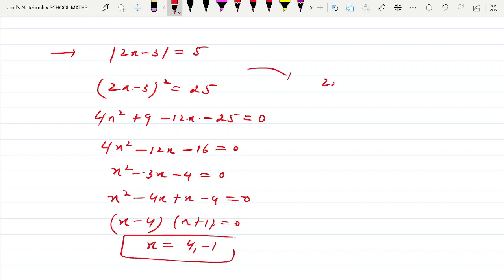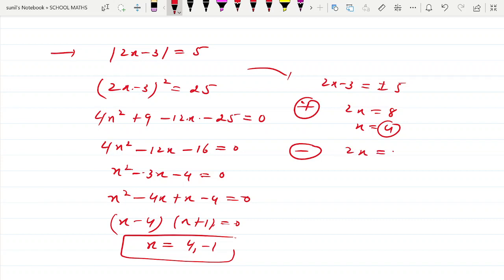I would have solved it like this, but I'm telling you the alternate. If I take plus sign, my 2x is equal to 8, so x is equal to 4. If I would have taken negative sign, then my 2x will be equal to minus 2, so x equals to minus 1. So we have cross verified.